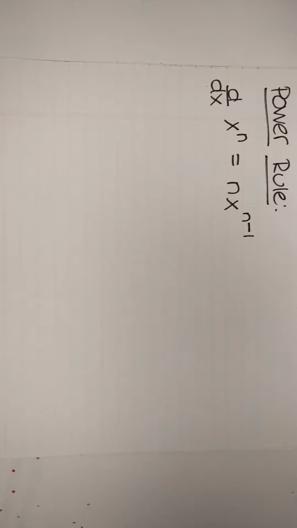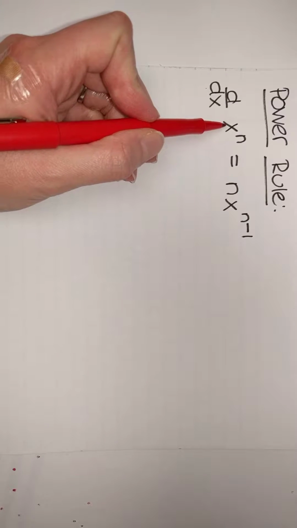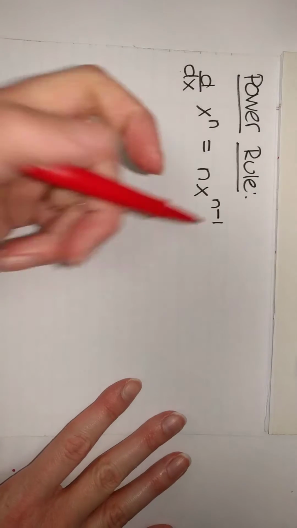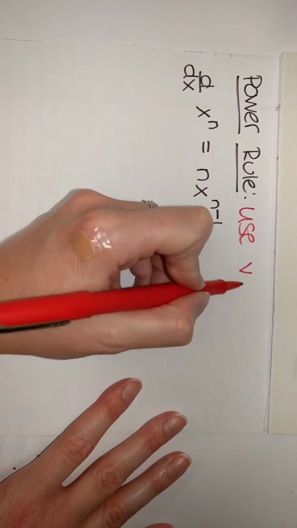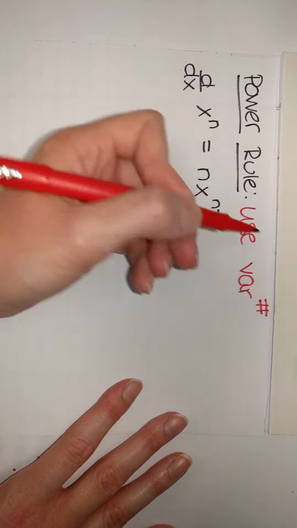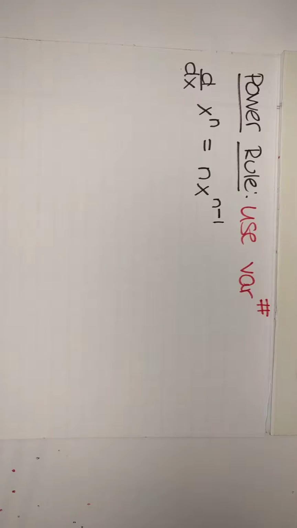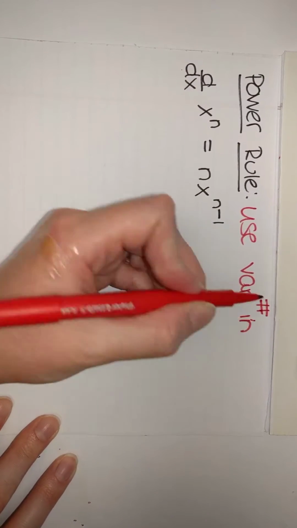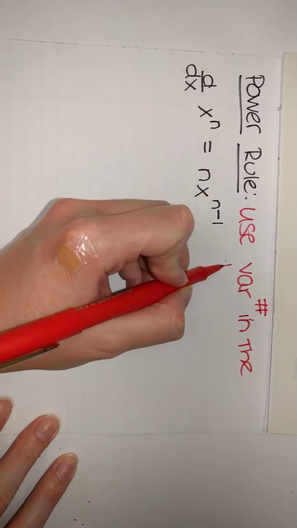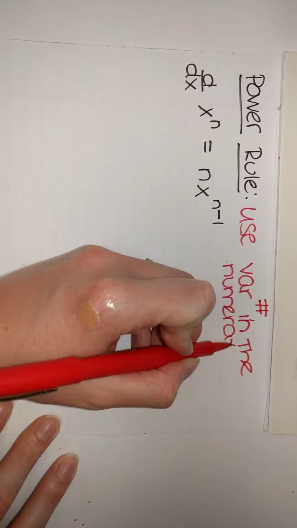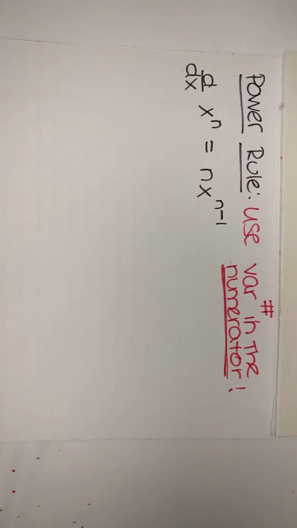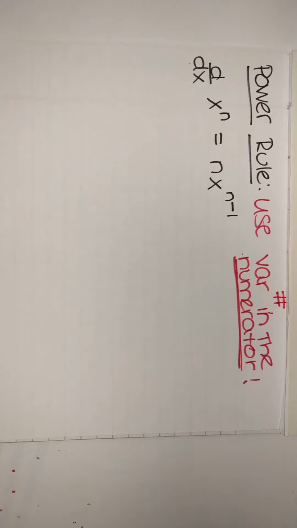Now, let's talk a little bit about what is required for the power rule. The first thing is you will notice that this x is in the numerator, and that is an absolute must for us. So what we need is our variable to be raised to a number, and it doesn't matter if that number is positive, negative, fraction, it's fine, as long as it's a variable raised to a number, specifically in the numerator. So this variable to a number does need to be in the numerator before we can apply the power rule.